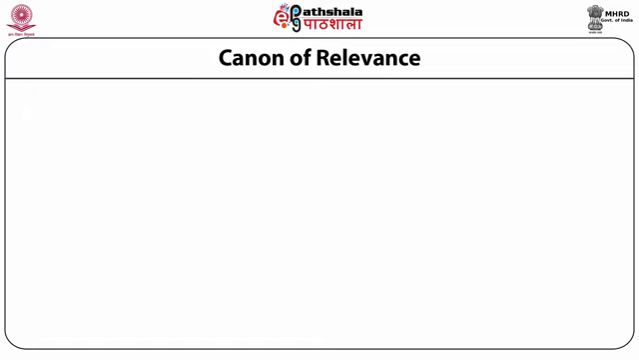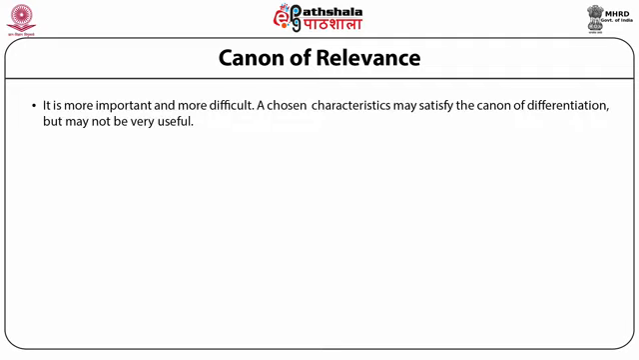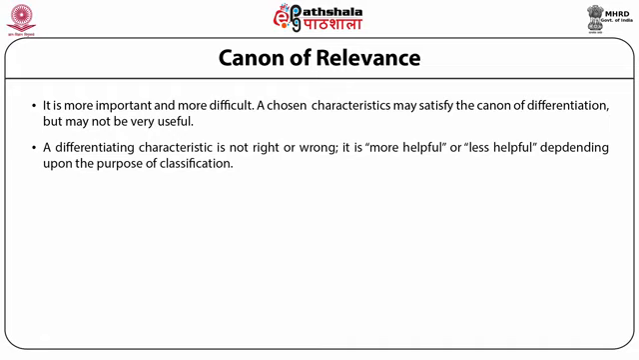Canon of relevance. The next criteria to select a characteristic is that it should be relevant to the purpose. It is more important and more difficult too. A chosen characteristic may satisfy the canon of differentiation. Of course, it may be able to divide the group into two, but it may not be very useful. A differentiating characteristic is not right or wrong. It is more helpful or less helpful, depending upon the purpose of classification for which it is being made.